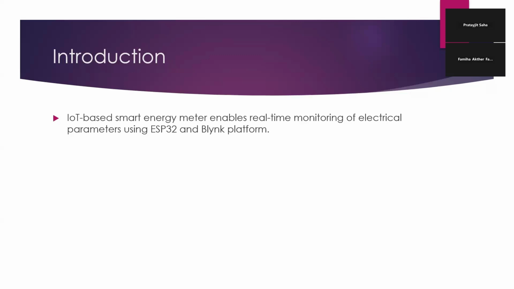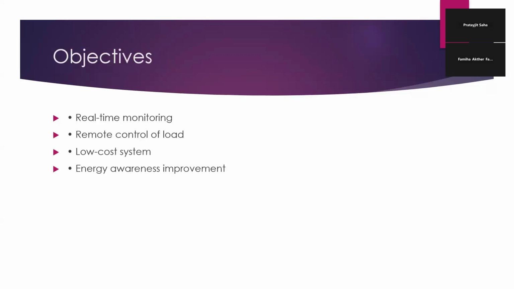Now I will explain the objectives of our project. The first objective is real-time monitoring. This means the user can see voltage, current, power, and energy values instantly. The second objective is remote load control. Using the Blink app, the user can turn the load on or off.